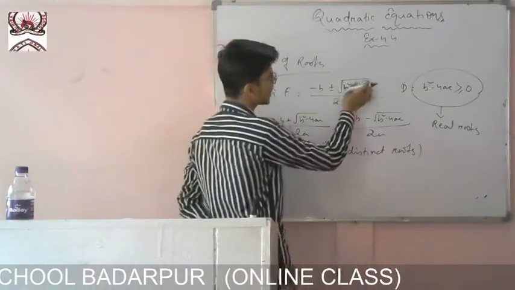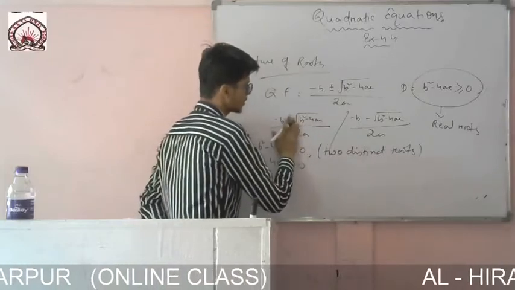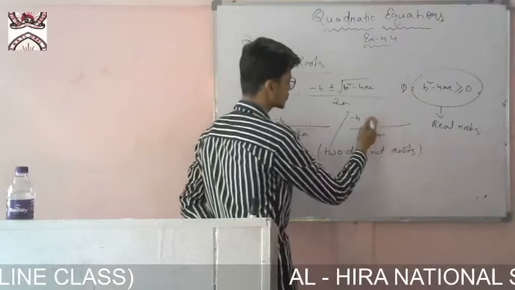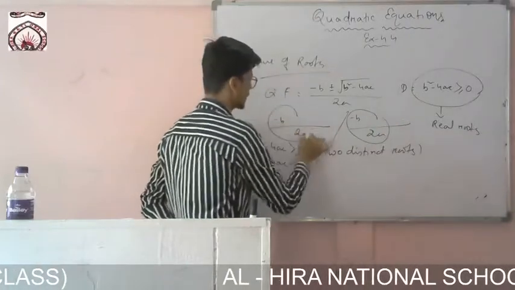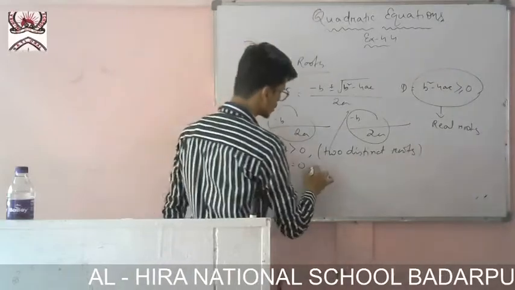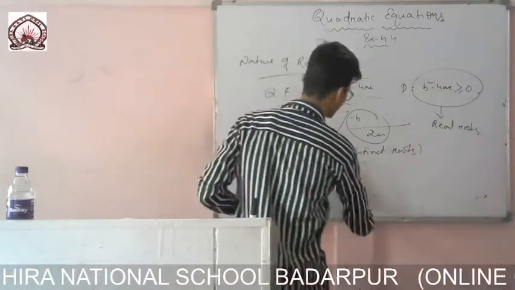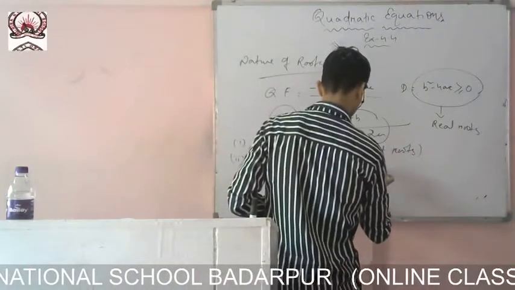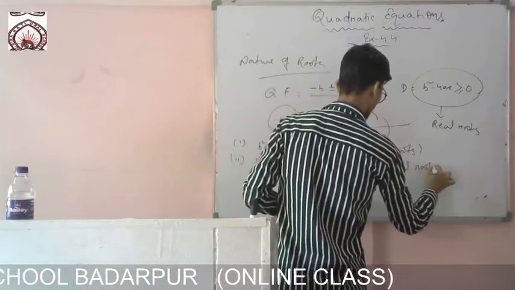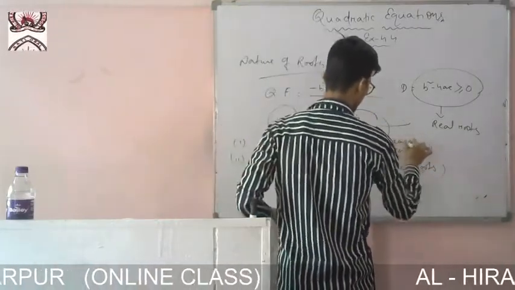That means if this part is 0, then this part will be the same for each and every one. If this part is 0, then one root and the other root will be like this. You see both of them are similar: minus b by twice a, minus b by twice a. So if it is equal to 0, then the two roots will be equal. Two equal real roots, okay.